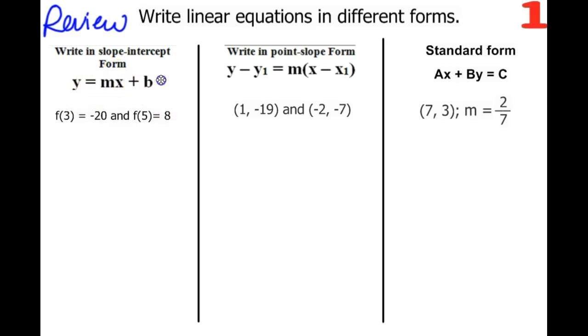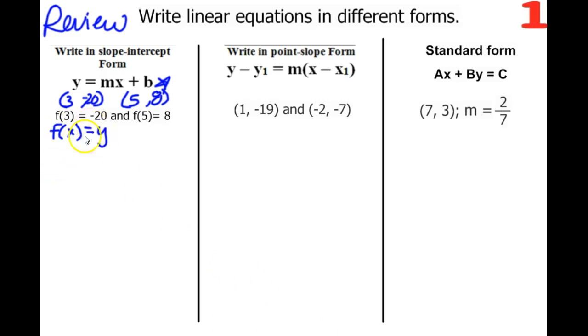Our first form that we learned is called slope-intercept form, or the form y equals mx plus b. Now you might be given 2 points in the form (x, y), or you might be given a function like f of x, which is a fancy way of saying y. So this is really x, and this is really y. So this point is really (3, -20), and this point is really (5, 8).